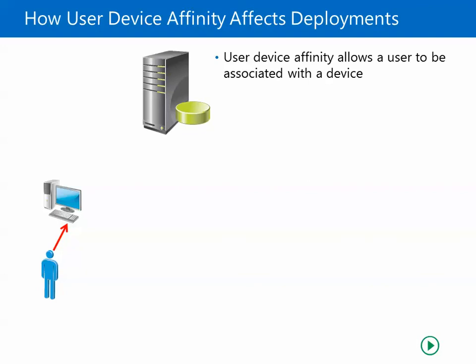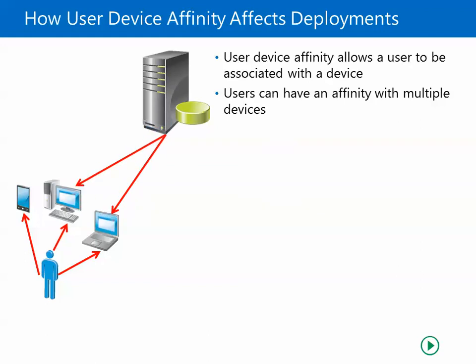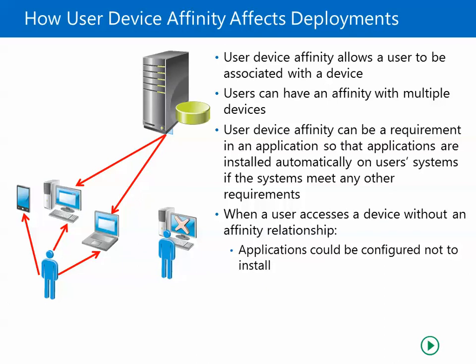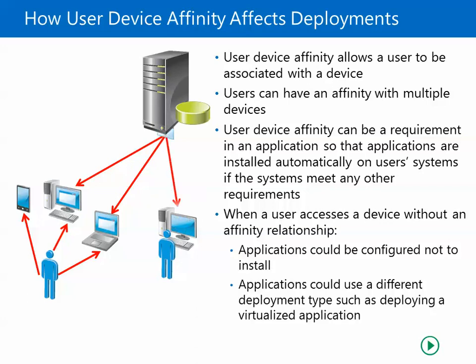So how user device affinity affects deployment. User device affinity allows a user to be associated with a device. Users can have an affinity with multiple devices. User device affinity can be a requirement in an application so that applications are installed automatically on the user's system if the system meets any other requirement.